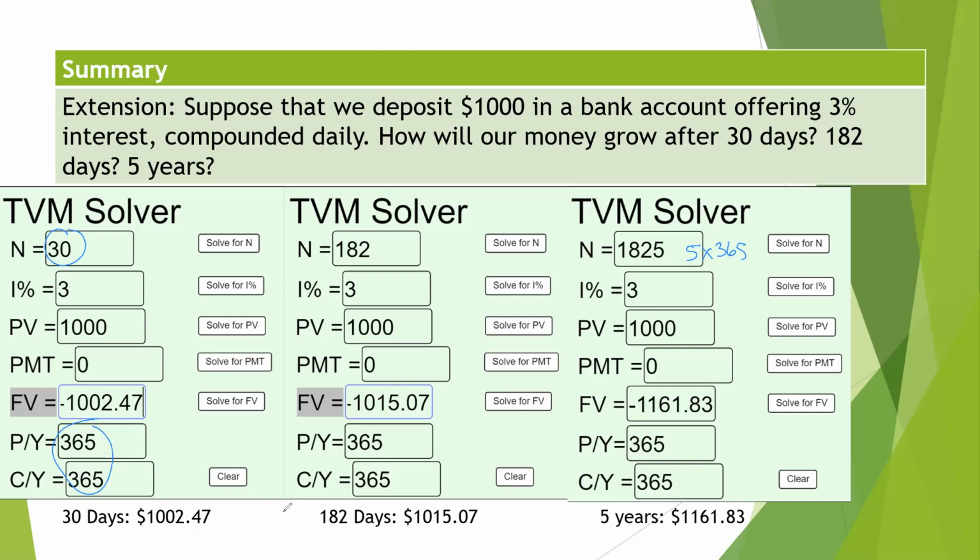So you can also notice how the money gets bigger with more time. And if you compare it to our answers from the previous examples, you'll know that by compounding more often, this number is bigger than it was when we compounded quarterly or monthly.